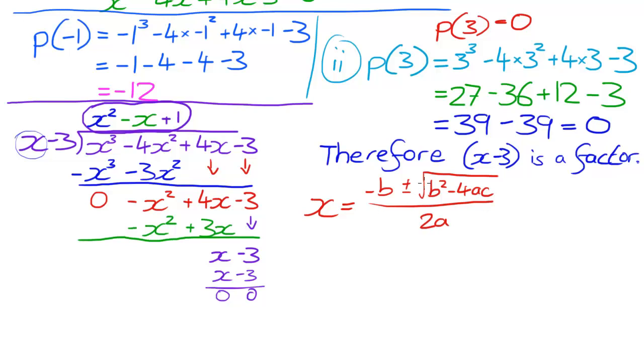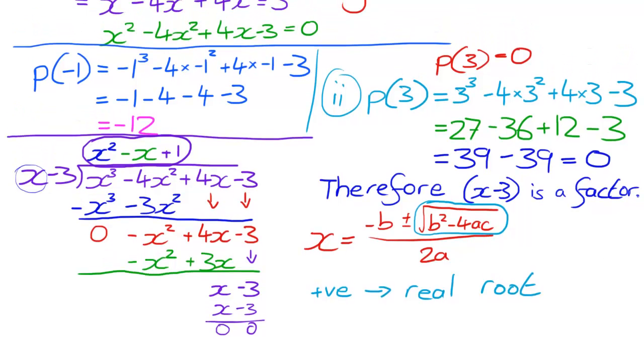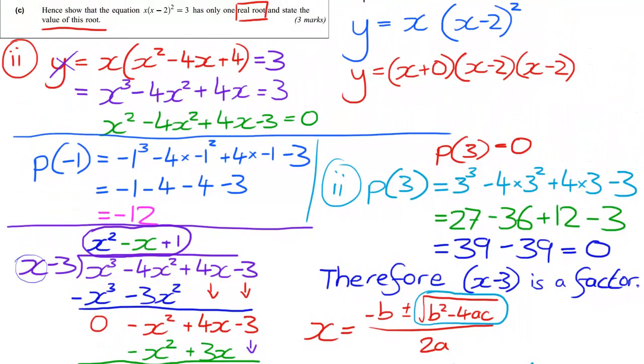Now the bit that I'm interested in here is this part here. So this b squared minus 4ac, that bit there, that has to be positive to give a real root there. So if it's negative, then you have the square root of a negative, which is a complex number, and you get into all sorts of different mathematics there. So show that the equation has one real root and state the value of that root.